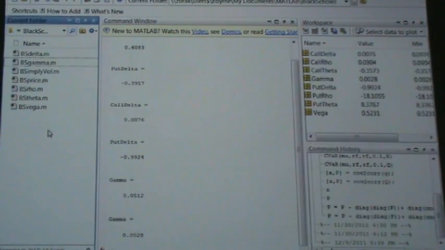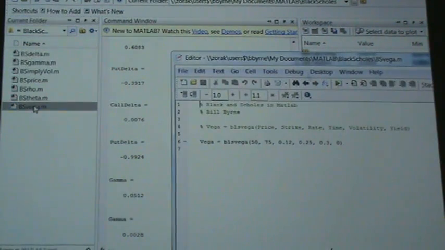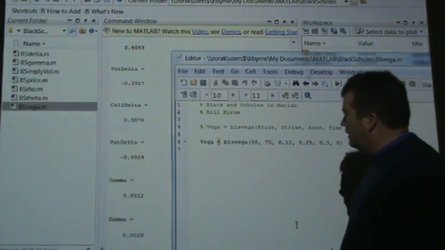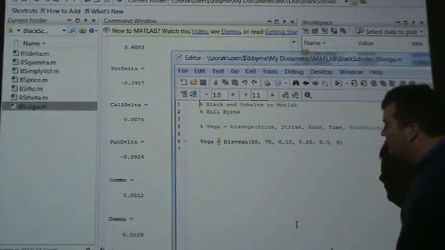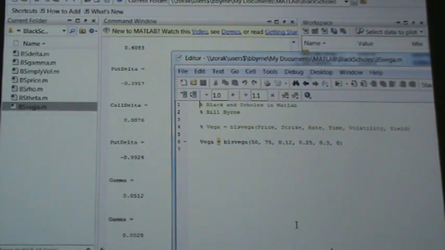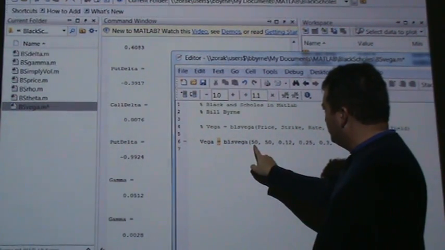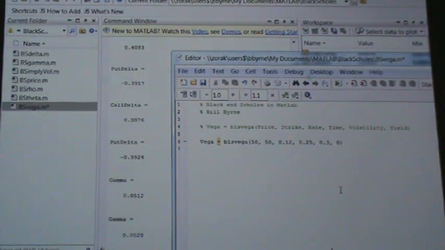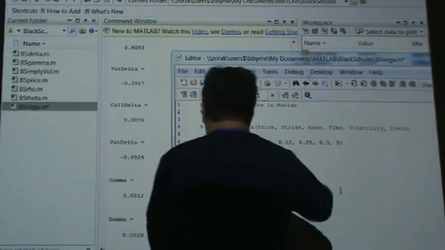Okay, what else is interesting? Vega. So Vega begins with a V. Since Vega begins with a V, we're talking about a change in volatility. So with a strike price of 50 and a current price of 50, same numbers as before, what would we expect Vega to be? Vega is a change in volatility.